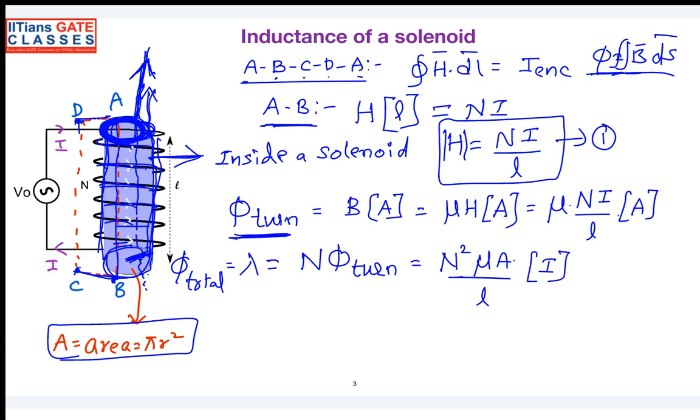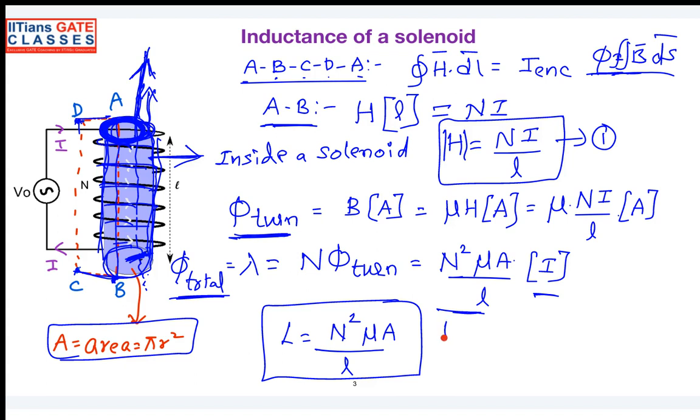So it is of the form phi total is equal to L into I. So what will be the inductance we are getting here? That will be N squared mu A divided by L. So this represents the inductance of your solenoid, where A is nothing but the area of cross section, that is your circular area, and L is nothing but the length of the solenoid.